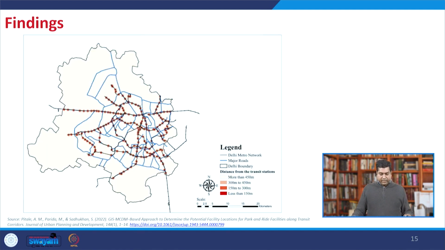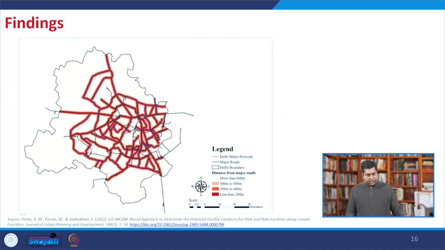Now, coming to the distance from transit station. In this case, all the stations that are located here are plotted with the categories more than 450 meter and 300 meter to 450 meter.